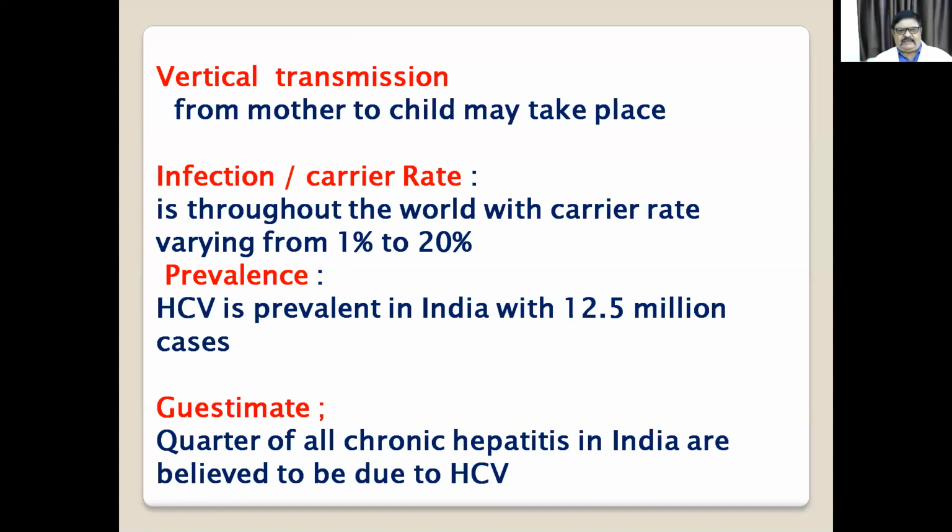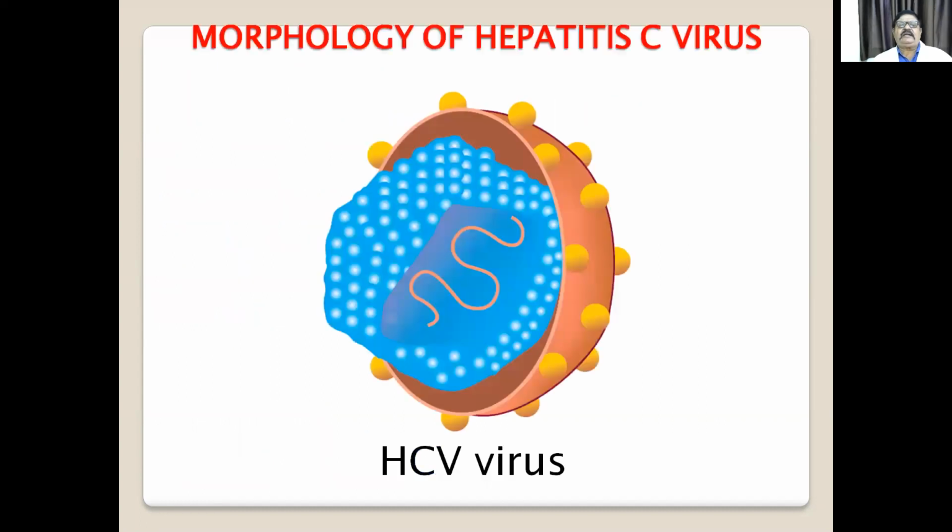And infection and carrier rate throughout the world, with the carrier rate varying from 1 to 20%. Why? Depending upon the precautions taken, they vary from 1 to 20%. And coming to prevalence, it is prevalent in India with about 12.5 million cases. So, an estimate with a guess is a guesstimate. Quarter of all chronic hepatitis in India are believed to be due to HCV. So, not only HBV, but HCV also is causing considerable hepatitis cases.